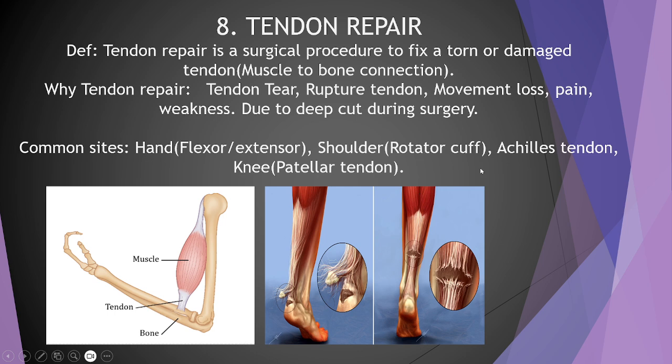Okay, and what is the rotator cuff? The rotator cuff area is the shoulder. Basically, the rotator cuff is a group of four muscles. What are the four muscles? They are supraspinatus, infraspinatus, teres minor, and subscapularis. Their tendons collectively make up the rotator cuff. If there is a rupture in those tendons, then it needs to be repaired.